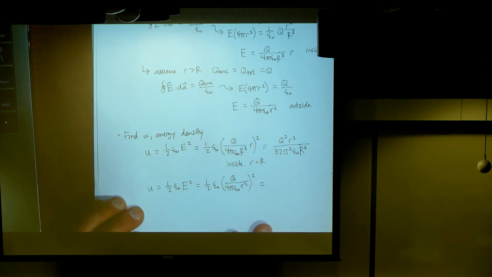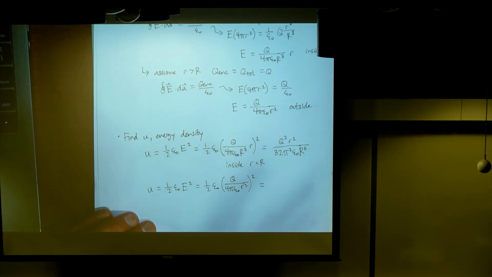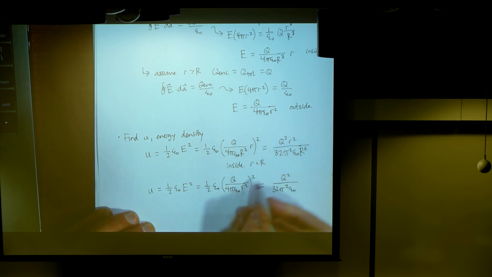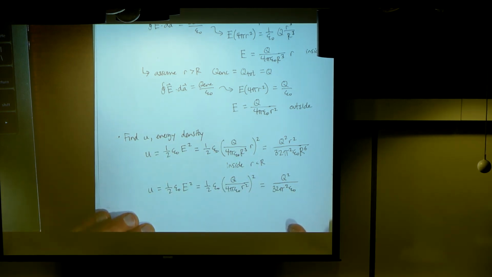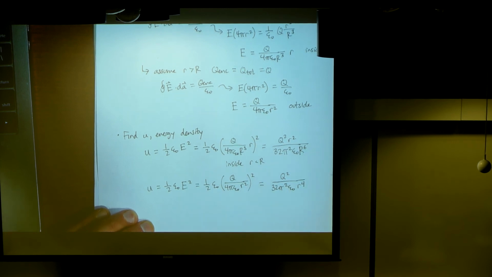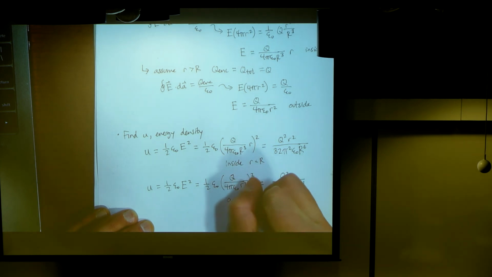So same basic idea. Let's just collect all the factors, see what we have. I have Q squared on the top. I still have 32 pi squared times epsilon naught on the bottom. That's the same as before, right? But now I have little r squared, and that gets squared again, so that's the 4th power overall. Okay? So we agree? This is on the outside.